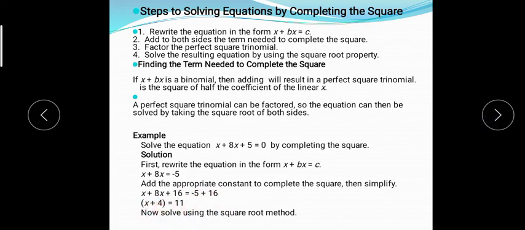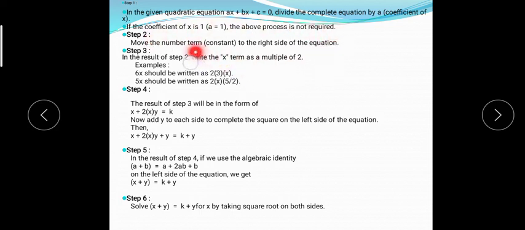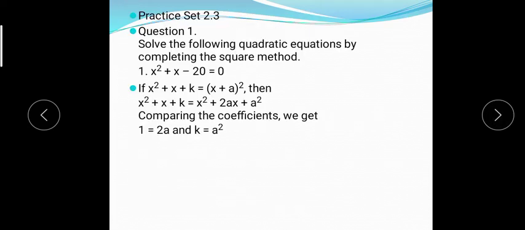To solve the equation, what will you get? x squared has a coefficient of 1, so dividing is not required. Move the constant number, and then step 2, rewrite the x term as a multiple of 2. In this way also you can solve by the completing the square method. Okay, and now in the practice set I am going to explain the simplest way.